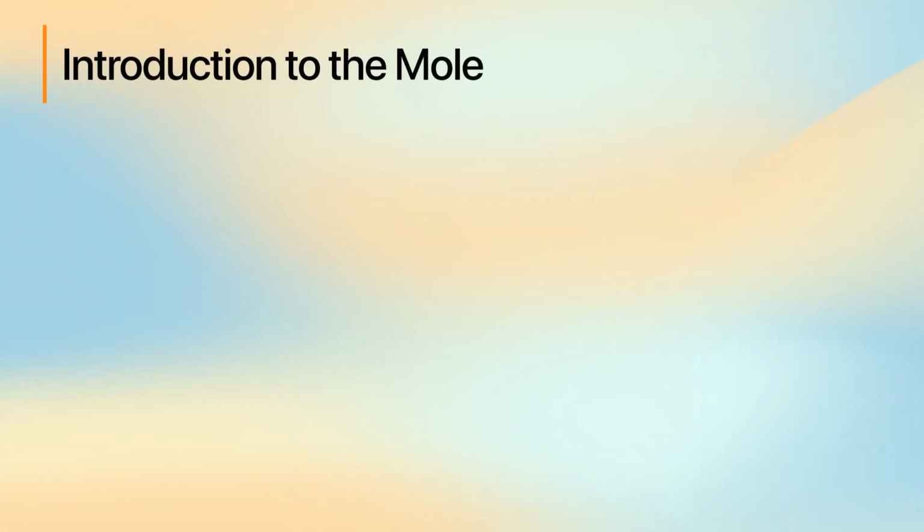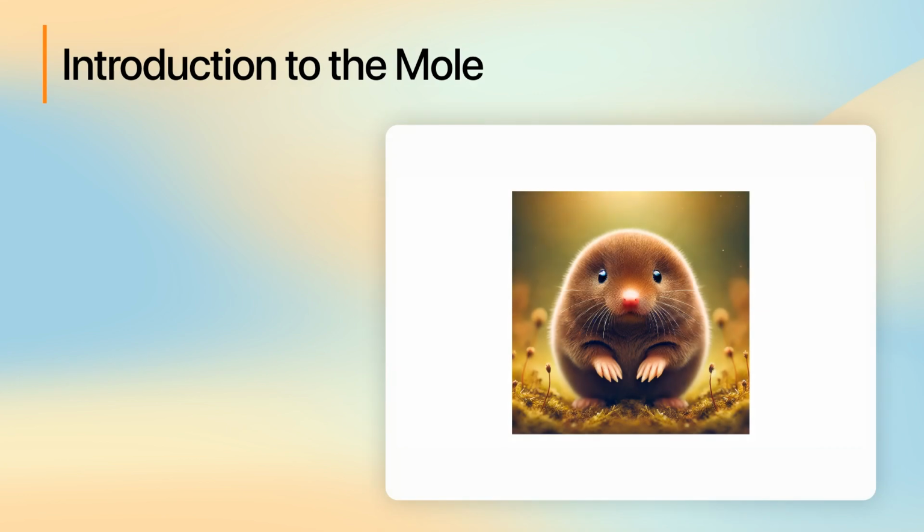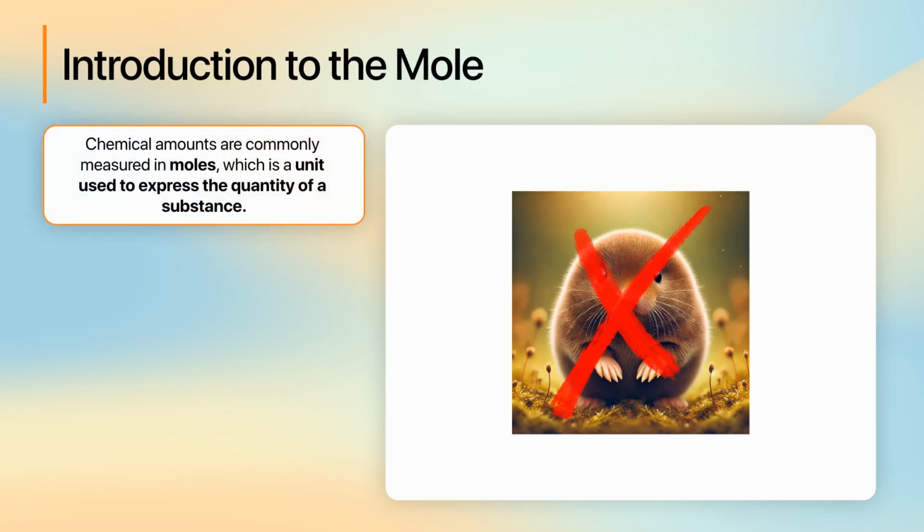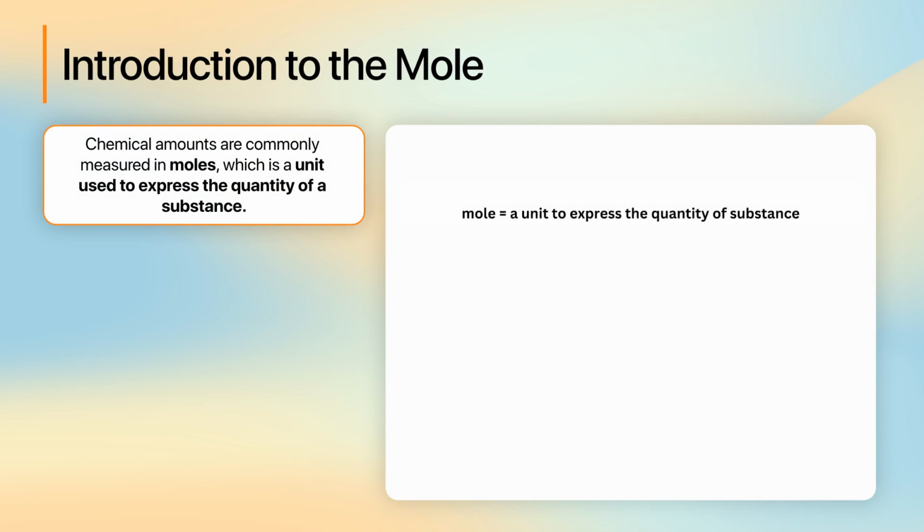Let's dive into understanding what a mole is. When we talk about moles in chemistry, we don't mean the animal. Chemical amounts are commonly measured in moles, which is a unit used to express the quantity of a substance. When chemists talk about a mole, they're referring to a specific number of particles such as atoms, molecules, or ions.